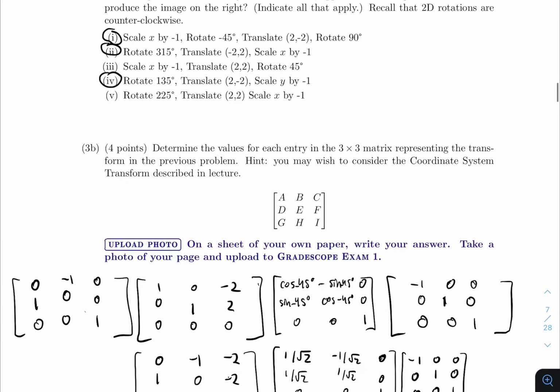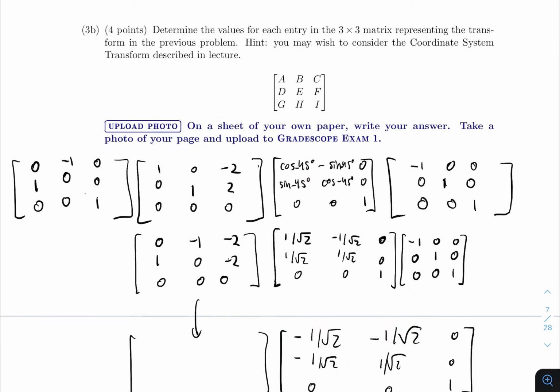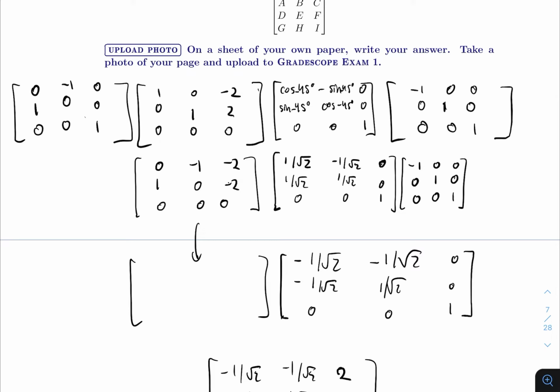So we're going to start with example 1, where we have three transformations: a scaling of the x dimension by -1, rotation by -45 degrees, translation, then final rotation. And then all I've done here is written out multiplication of some of these matrices.